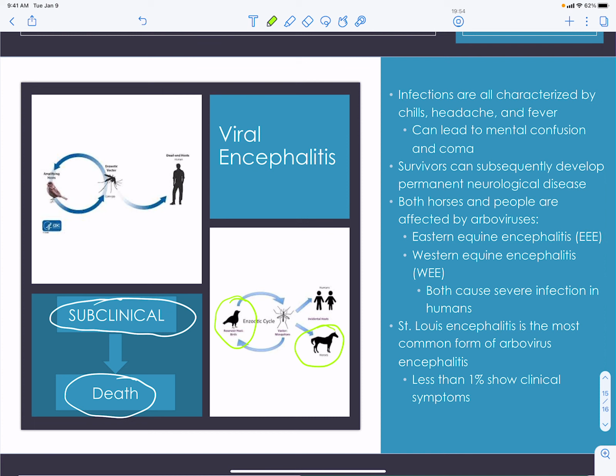There is also the St. Louis encephalitis, which is the most common form of arbovirus encephalitis. However, it's going to be mostly subclinical. And this is in the case where you again have a bird as a reservoir, you have a vector, and then the vector will transmit the virus to people.